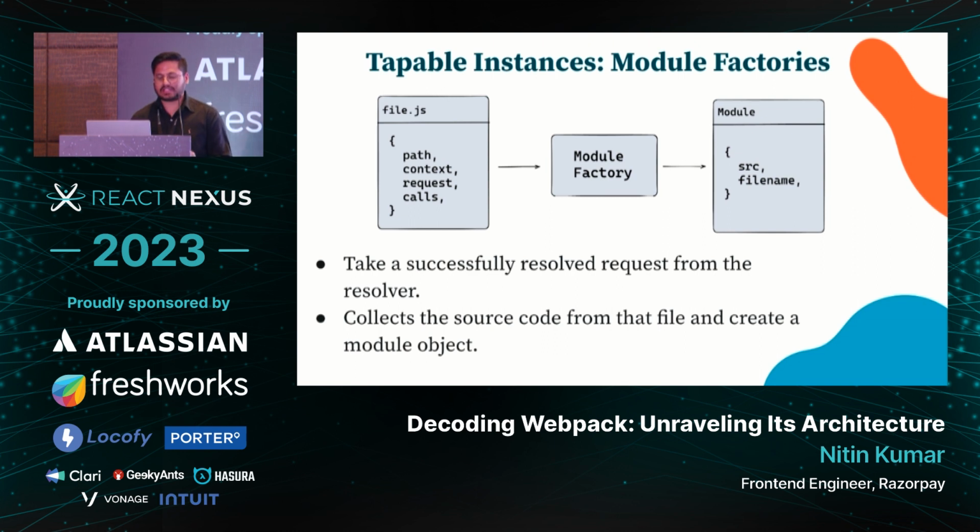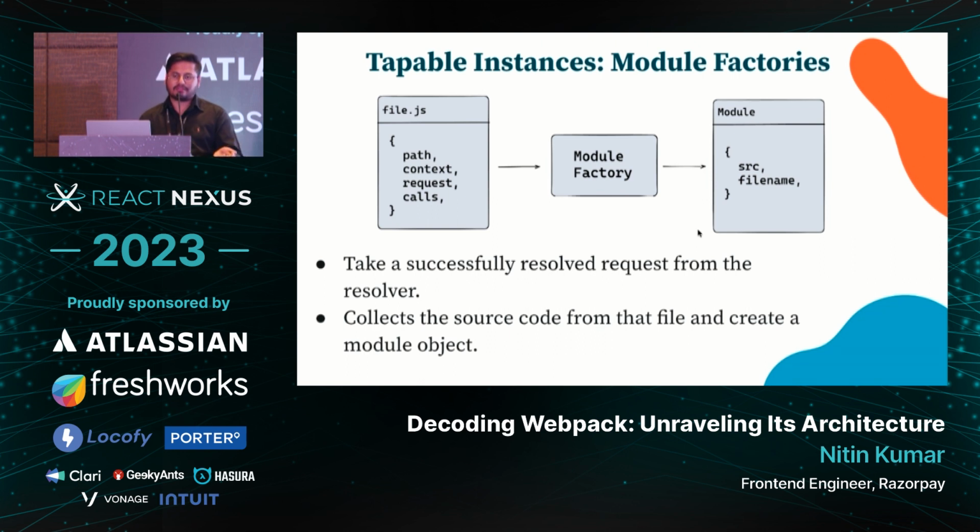So what a module factory does is take one object and return another object. What module factories in Webpack do is take a successfully resolved request, which has the full absolute path of the file. It goes through the module factory and then it returns the source code written in that file along with its file name. So basically here is where the reading of code starts. For example, if we have a file.js file, this source property will contain the code inside the file.js file.